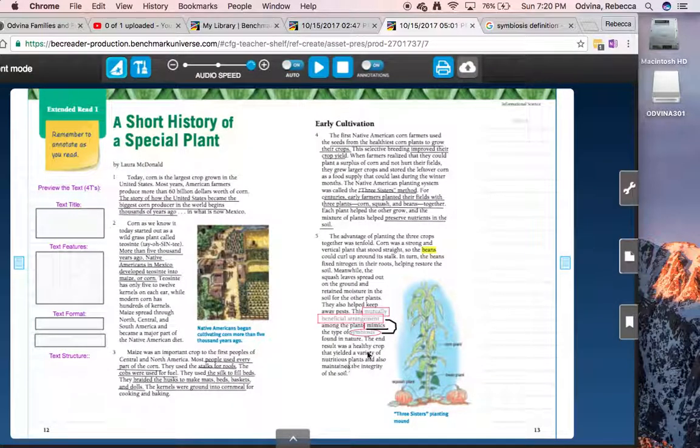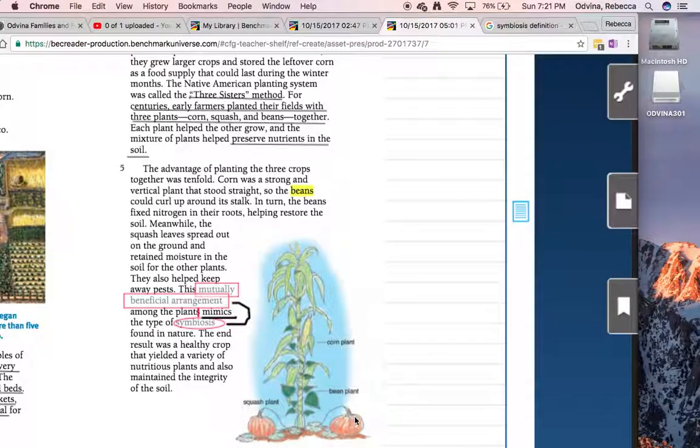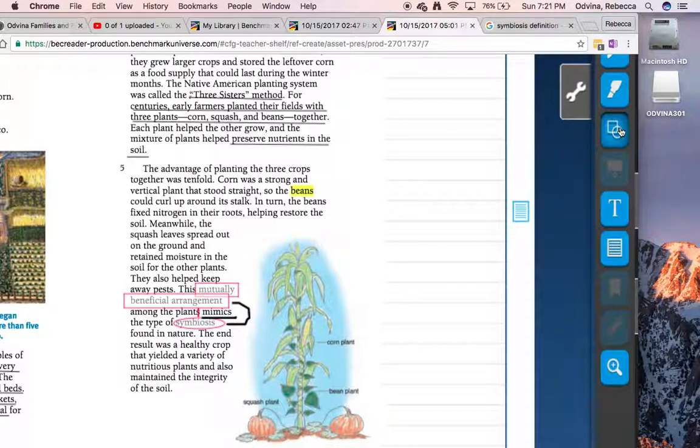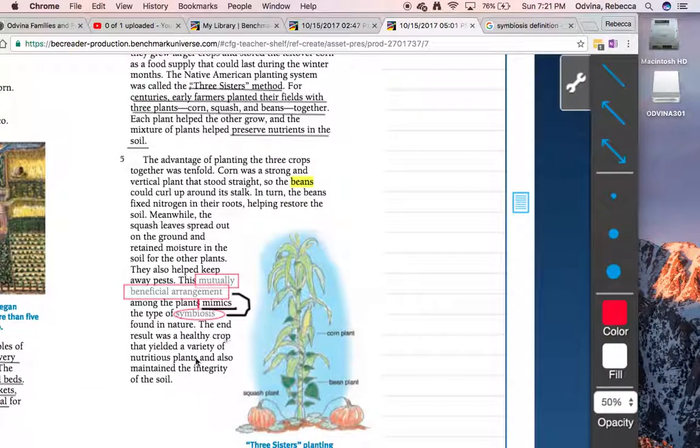So integrity: the end result was a healthy crop that yielded a variety of nutritious plants and also maintained the integrity of the soil. So there's my word, integrity, and I'm going to put a circle around it because that's what I had decided I was going to do. And every time I use this circle, I find that I get a little bit better with it. And I'm going to change that to 0.